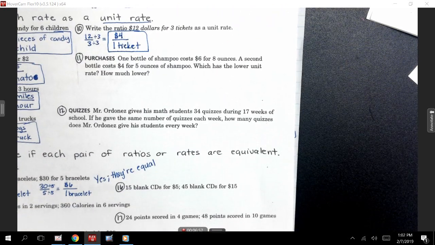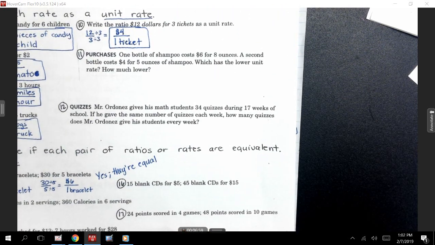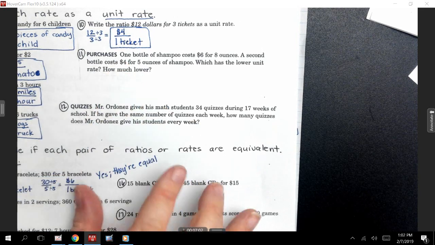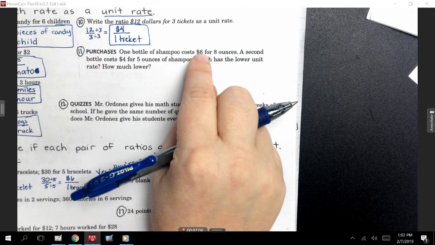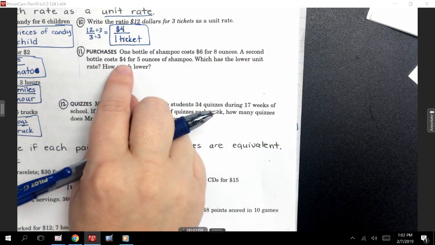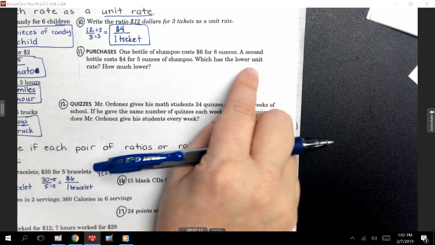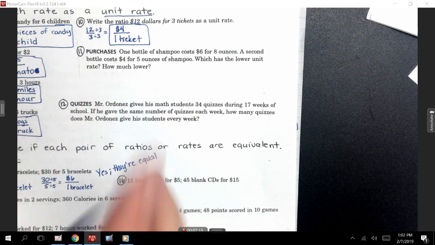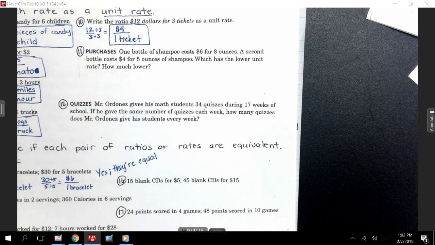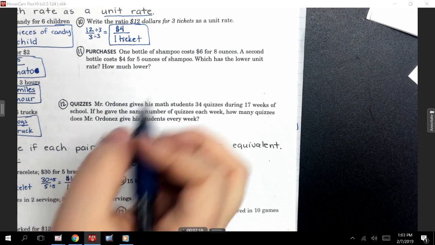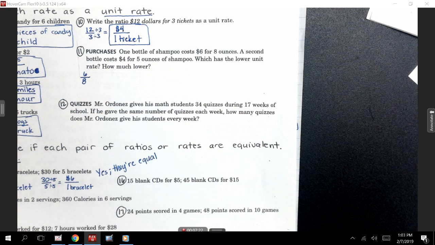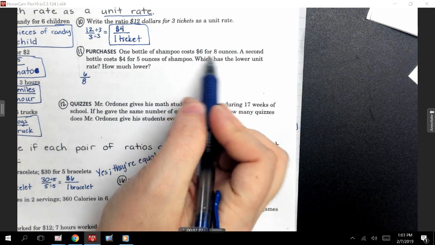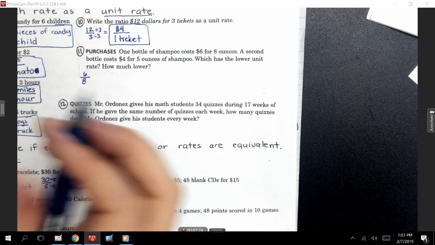All right, number 11. Number 11 says 1 bottle of shampoo costs $6 for 8 ounces. A second bottle costs $4 for 5 ounces. Which has a lower unit rate, and how much lower? So we've got to do this twice this time. What's my first rate going to set up like, Carlos? 6 over 8. And again, we like money because we automatically know money goes on top. That's the only time we can change it. Did I need to change it here? No.